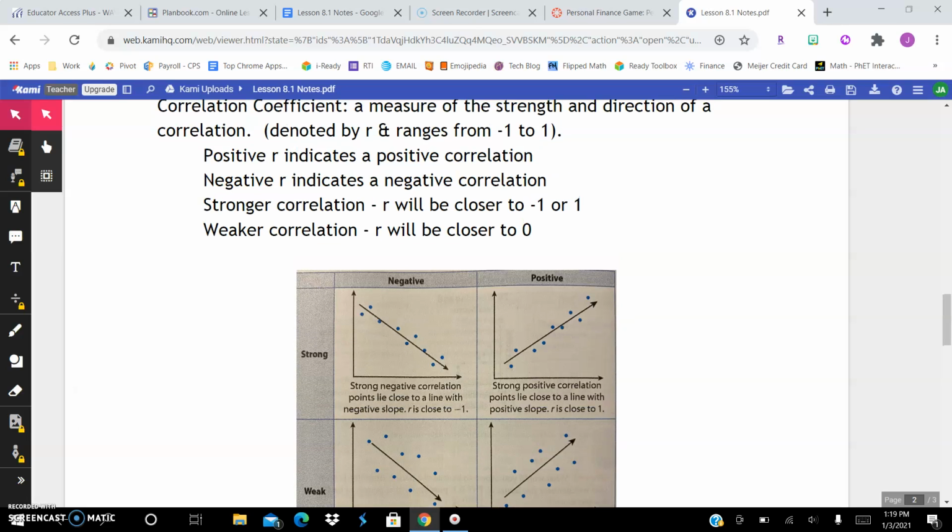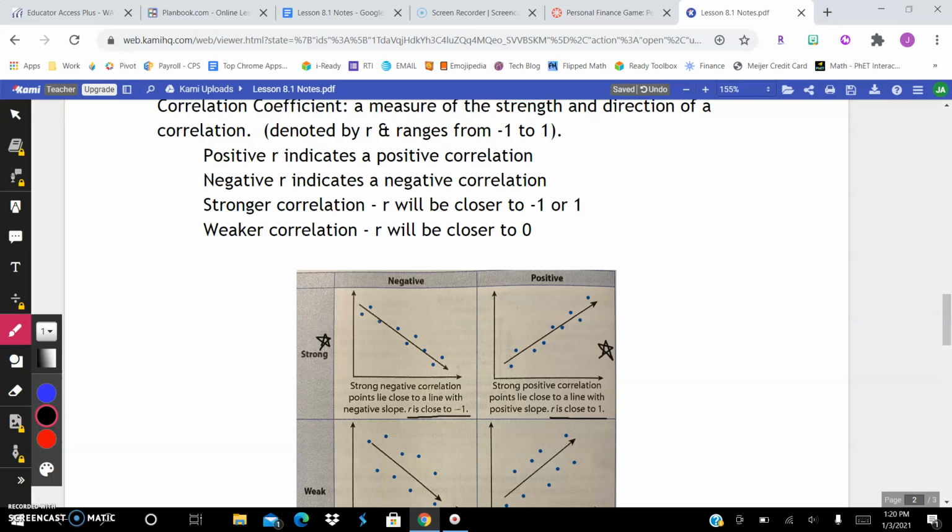And for a positive correlation, if the dots are close together going uphill, like this one right here, then your R, your correlation coefficient, is going to be close to +1. Now, if they're strong and so close to a straight line and going downhill for a negative correlation, like this one over here, then R is going to be close to -1.